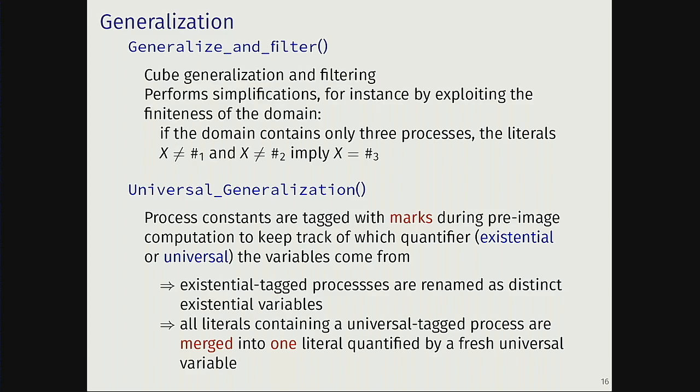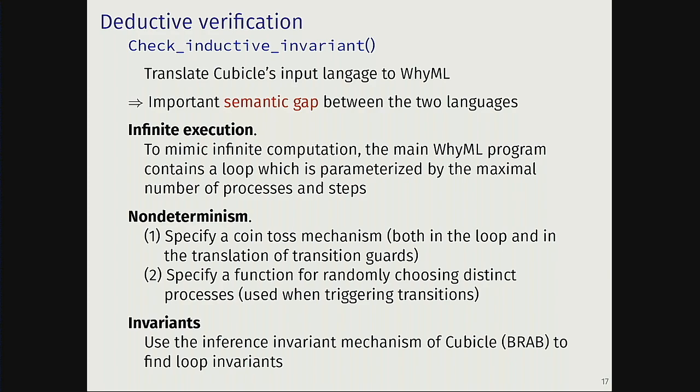Now there is an important part, of course, which is the translation of the Cubicle array-based transition system to Why3. Cubicle is made for concurrent, non-deterministic programs with infinite loops, and Why3 is made for deterministic, sequential, finite programs. So that's the opposite. So we have to do some tricks here in order to cope with infinite execution and non-determinism, and also to provide invariants to Why3.